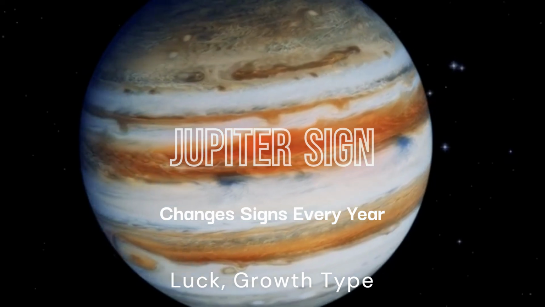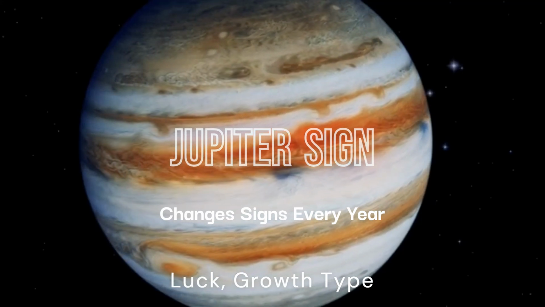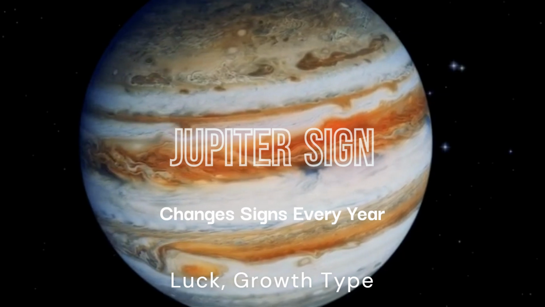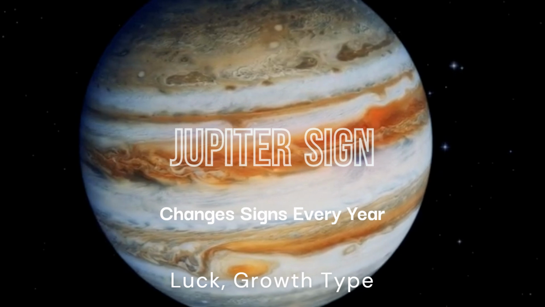Then we've got the social planets. Jupiter. Jupiter rules growth, expansion, luck and philosophy. It's your luck type. It's basically how you grow as a person and how you expand as a person.